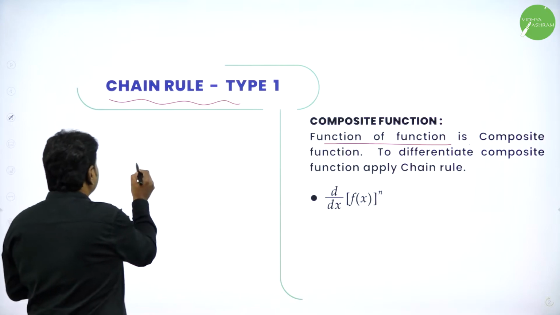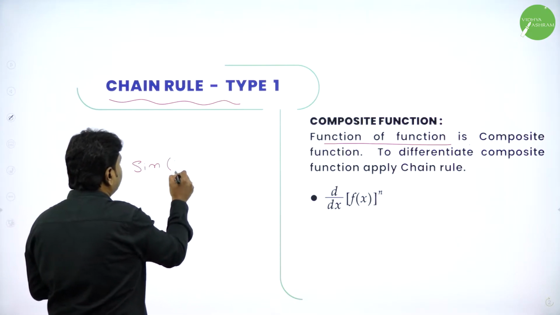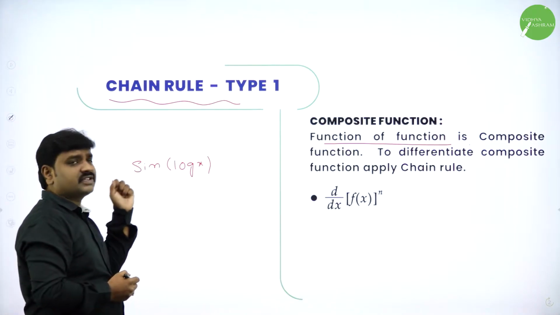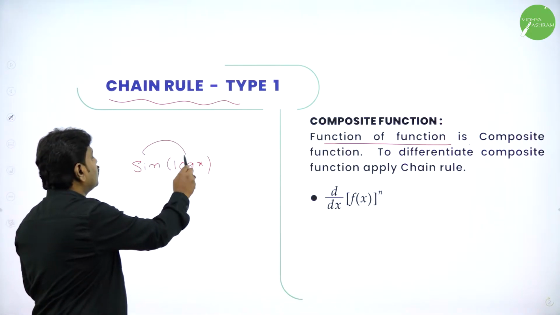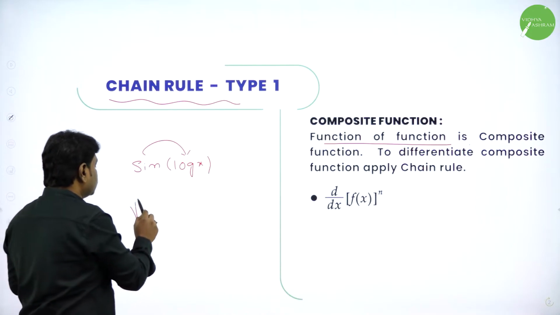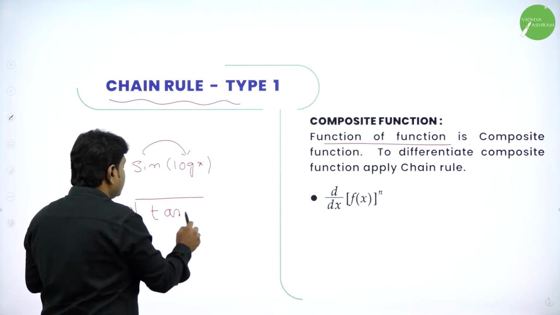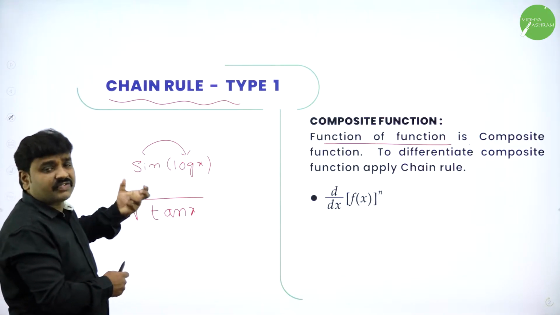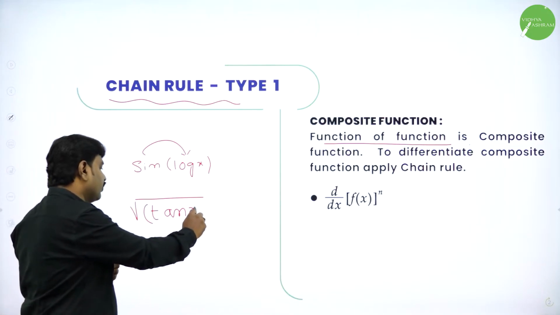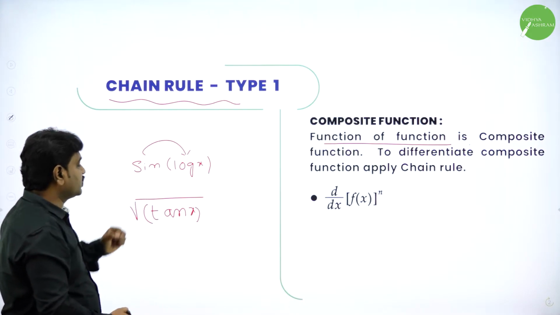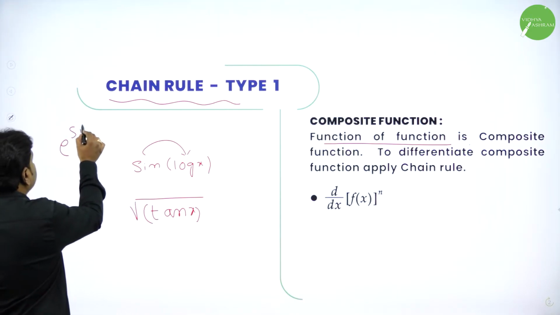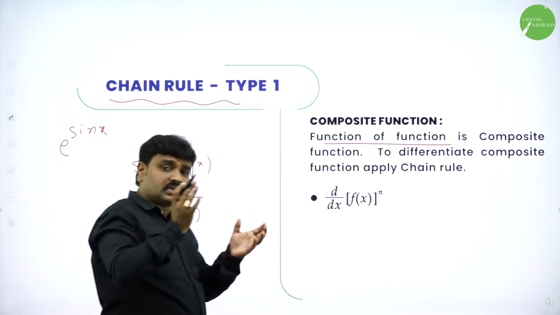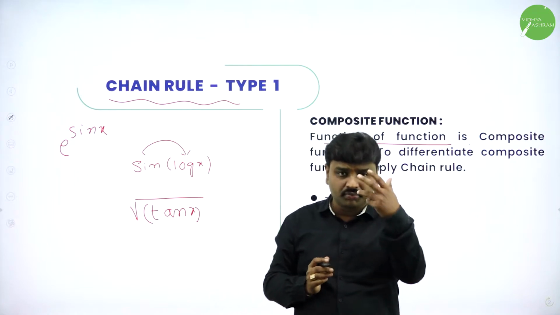For example, you have sine of log x. See here, I have log x is a function, sin x is a function, but inside sin I have log x, and say root tan x. So inside root I have tan x. Root x is a function, but inside root I don't have x, I have function of x. So these are functions of function. So e power sin x, this is function of function. Whenever you see function containing one more function, we call it as composite function.